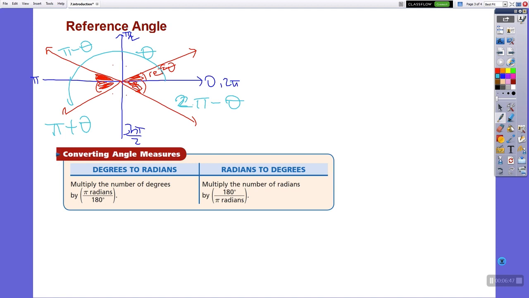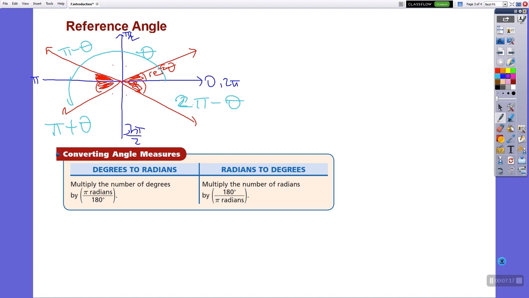Next topic, converting angle measures. If you are given degrees, you can convert it to radians, or if you are given radians, you can convert it to degrees easily. Let me show you how to do it. The formula is degrees multiplied by pi radians over 180 for degree to radian. For radian to degree, radians multiplied by 180 divided by pi radians.